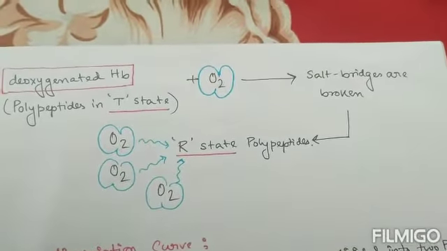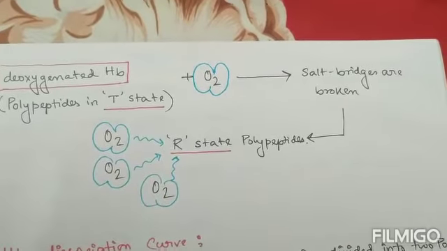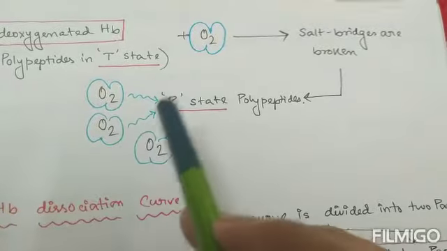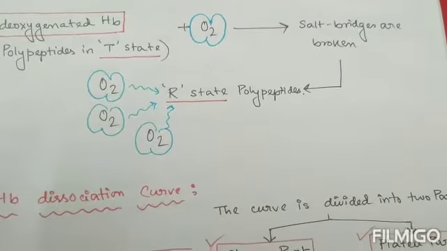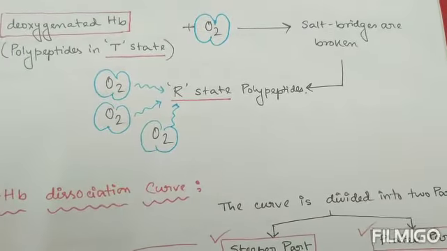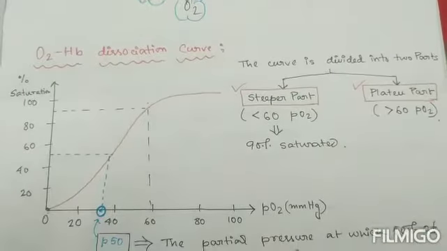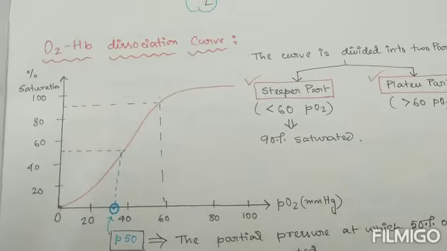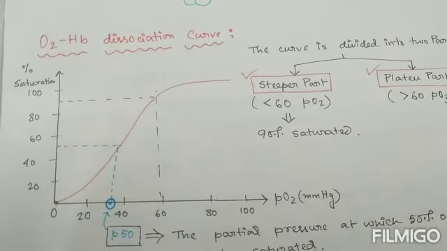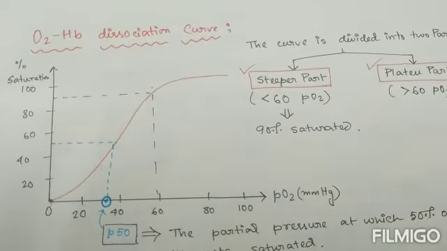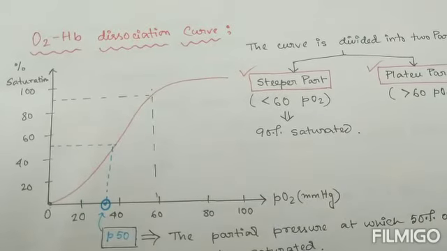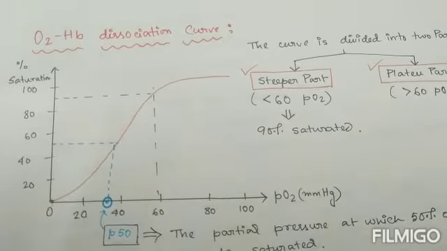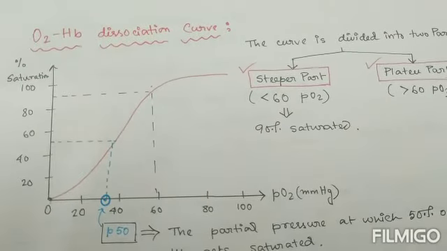So the affinity for the second, and thereby for the third or fourth oxygen, is increased, and thus ultimately 4 oxygen molecules bind with hemoglobin. This is called positive cooperativity. Now coming to another important part, that is the oxyhemoglobin dissociation curve. As the curve shows, the y-axis suggests the percentage saturation of hemoglobin with oxygen, and the x-axis denotes the partial pressure of oxygen in mmHg.